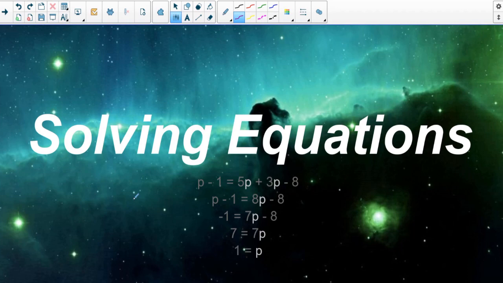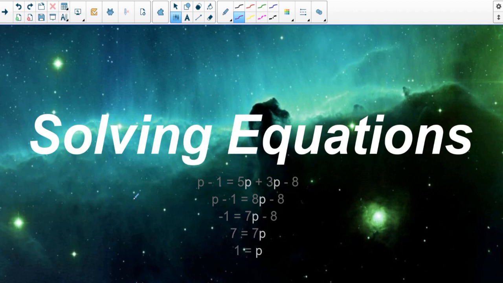Solving equations, or what textbooks call multi-step equations, are the same thing. They both are talking about the same concept, and this is really one of the most important skills in algebra. The important thing to remember when solving equations is you have to keep that equation balanced. If you don't keep it balanced, you're going to introduce errors into the equation.